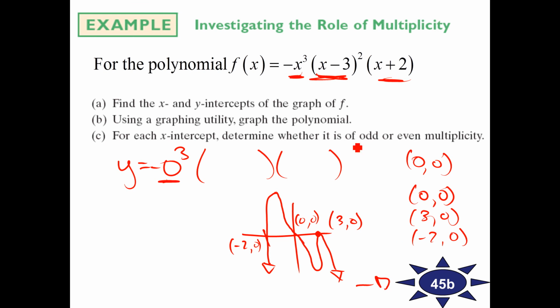Oh, I apologize. We didn't do the last one. Each x-intercept, is it odd or even multiplicity? 0, 0 is to the first, so that was odd. Negative 2, comma 0, I'm sorry, negative x cubed was to the third, so that's odd. Negative 2, 0 was to the first, so that's odd. And this point right here, notice that it's touching and turning around. That was to the second power, so that was even. All right, back to it. Try 45b.